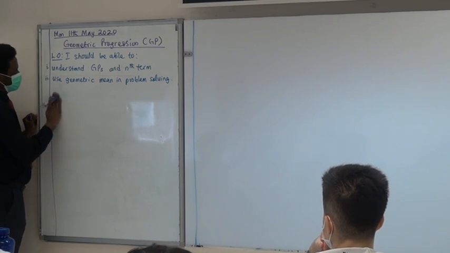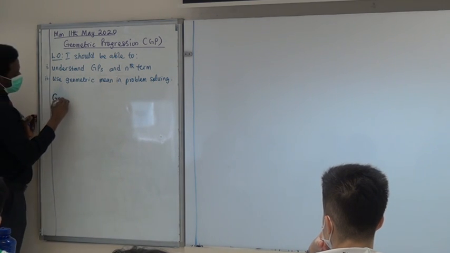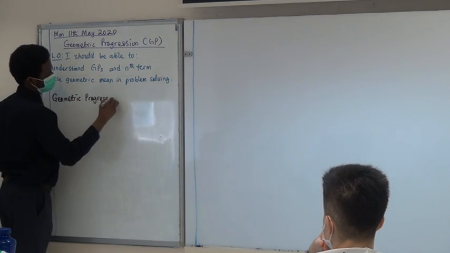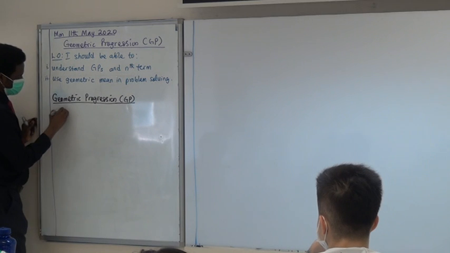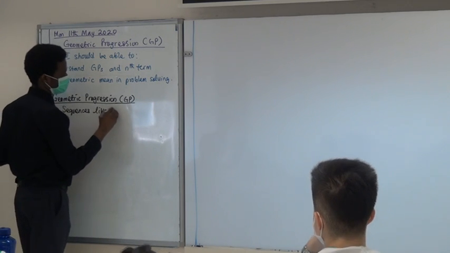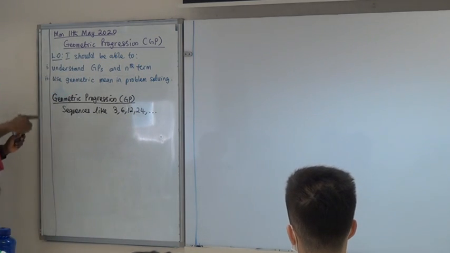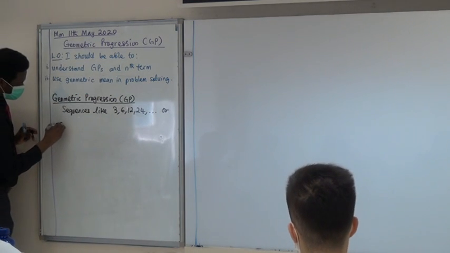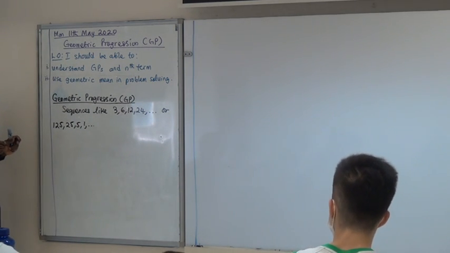Geometric progression. Let's just write something briefly about it. So sequences like, let's say, 3, 6, 12, 24. What do you notice? Times 2, times 2, times 2, times 2, right? And 125, 25, 5, 1. What do you notice here? The common factor. Divided by 5.